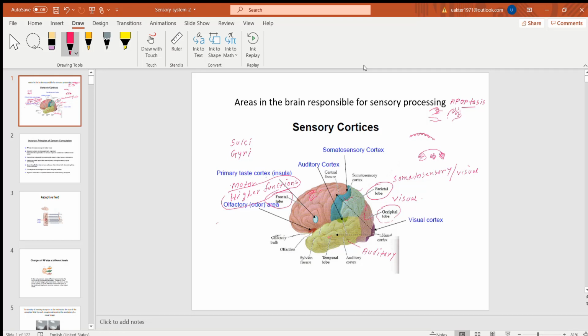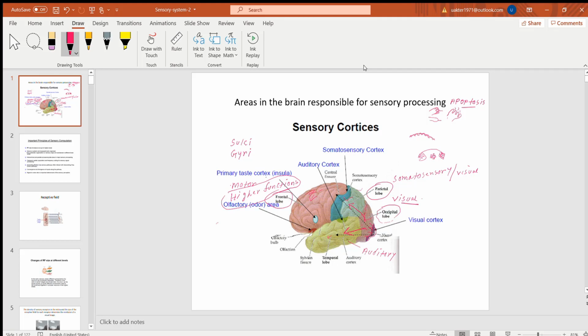As I mentioned, the occipital lobe is for the visual, and all the way in the back is the primary visual cortex. Then you have the secondary visual cortex and other visual areas. From the occipital lobe, the visual signal goes to the temporal lobe as well as to the parietal lobe. We'll talk about these two pathways later when we talk about the visual system.